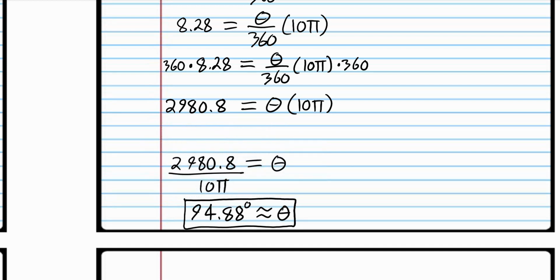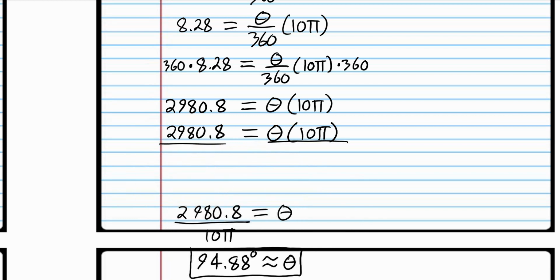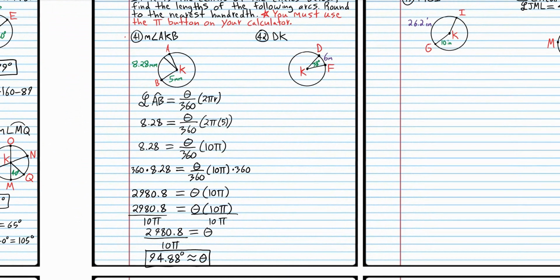Again, a lot of students may get lost with that math. So in that step we're dividing both sides by 10 pi. So we have 10 pi, 10 pi. I just want to be clear what's happening there.